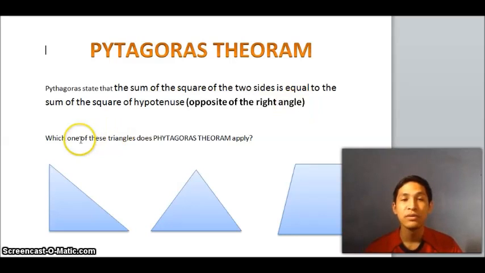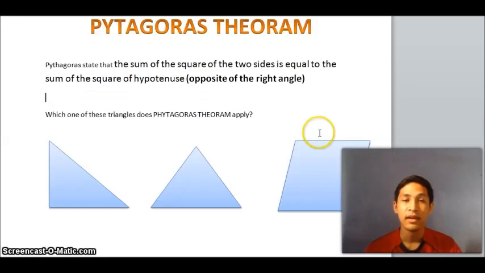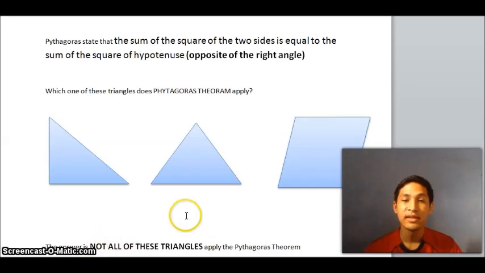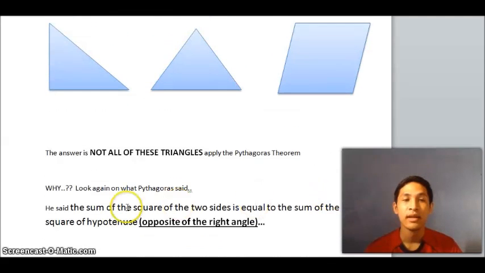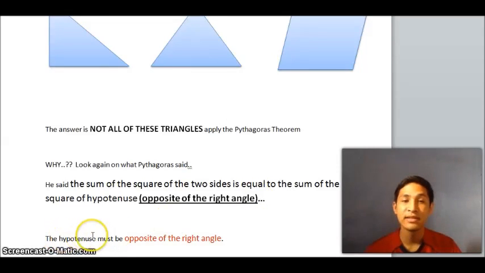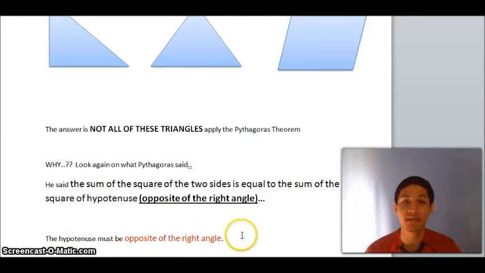Now, to which of these triangles does the Pythagoras theorem apply? Is it this one, or this one? The answer is that not all of these triangles apply the Pythagoras theorem. Why? Let's look again at what Pythagoras said. He said that the sum of the squares of the two sides is equal to the square of the hypotenuse, which is opposite to the right angle. Remember, the hypotenuse must be opposite to the right angle.